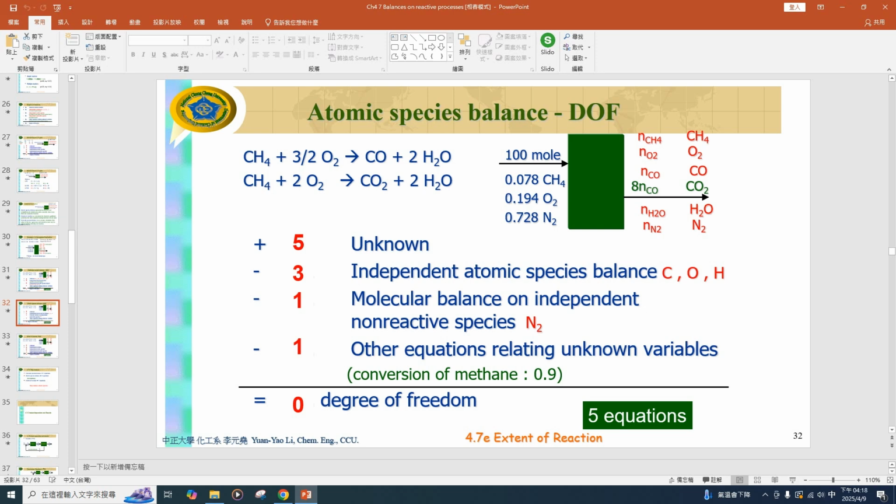The third term is molecular species balance on independent non-reactive species. For example, nitrogen in this case is not a reactant in this process, so nitrogen doesn't involve any chemical reactions. So you can have nitrogen gas input equal to nitrogen gas output, a molecular species balance for nitrogen. And the last term is other equations related to unknown variables. Again, 3 directions: specification, physical laws, and physical constraints. So there are 4 terms here, remember.